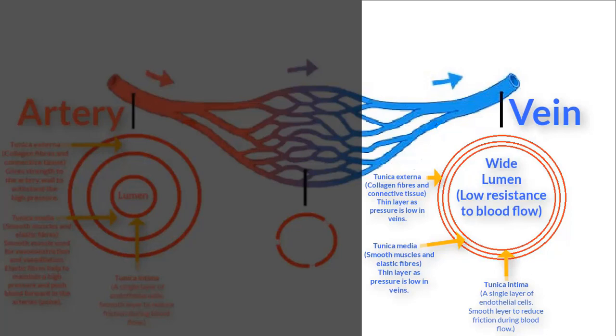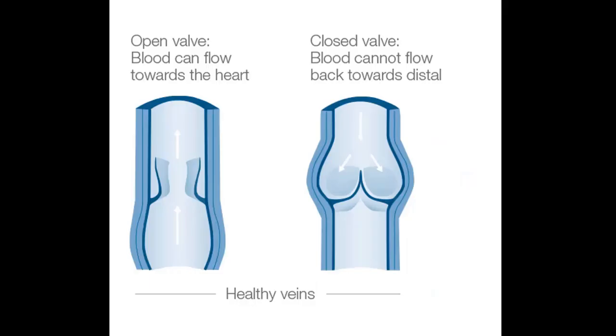Likewise, in the veins, you have the same 3 layers, but they are very thin, and the lumen is very wide. So the walls of the veins are much thinner, and there's a very low pressure on the walls. That's why the walls can be thinner. Secondly, the lumen is very wide, and that's why the pressure is low. Next, in the vein, you have valves to prevent the backflow of blood. So once the blood passes a valve, it can't flow back because these valves will close.